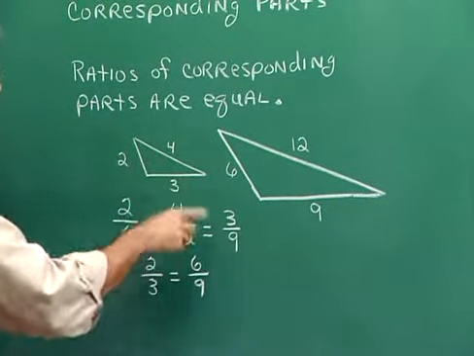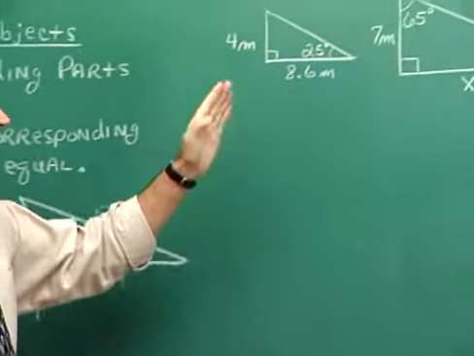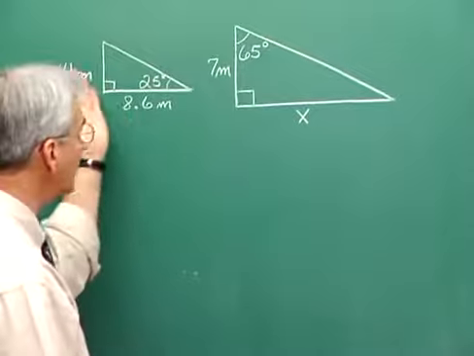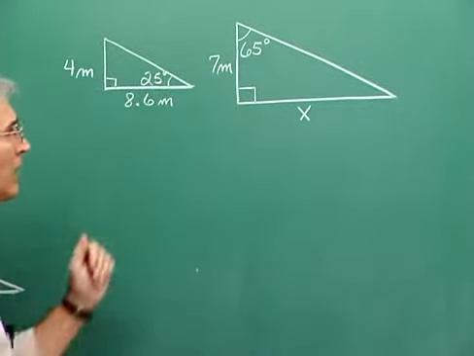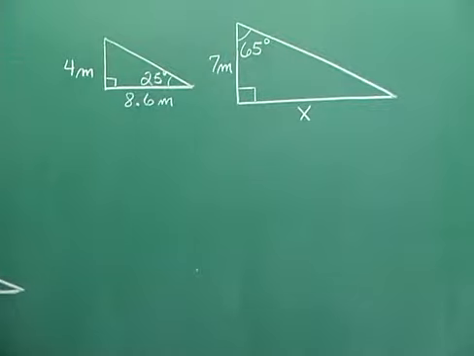Now we can use these ideas in order to solve problems like this. Suppose we have a couple of triangles, and take a look at the labeling. We'd like to find x. We'd like to find the bottom side of this triangle. Now you might be thinking, I'm not sure that these are similar yet.